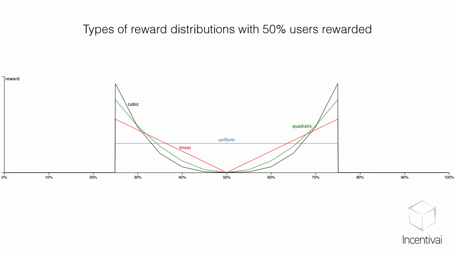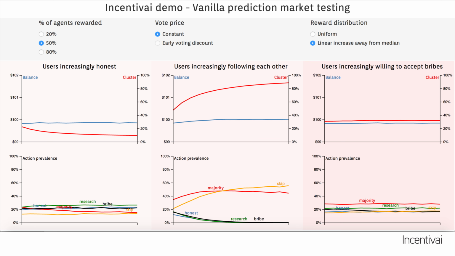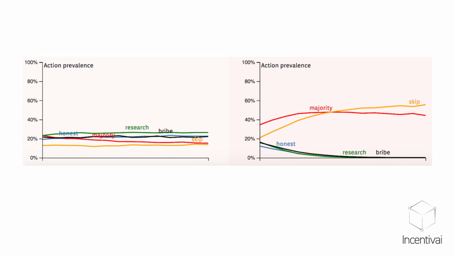And we can see what happens if we do include that. So now we're looking at linearly increasing the reward distribution away from the median. If we zoom in on those two, we can see that the prevalence of following the majority, which is the red line, has been reduced significantly in both scenarios. What we also see is that the prevalence of skipping has now gone up, which means we're back to this problem of low participation rate again.